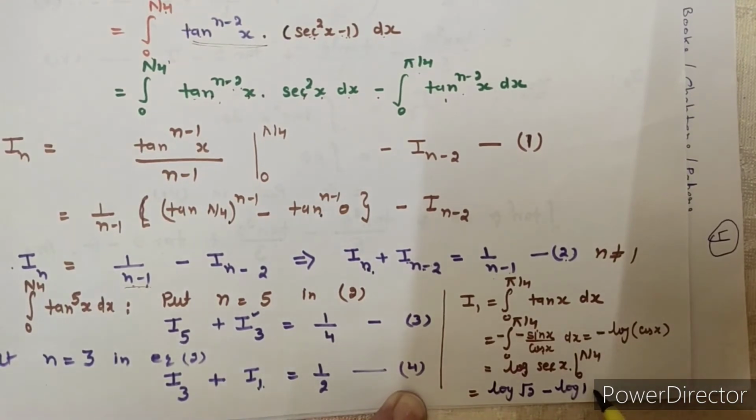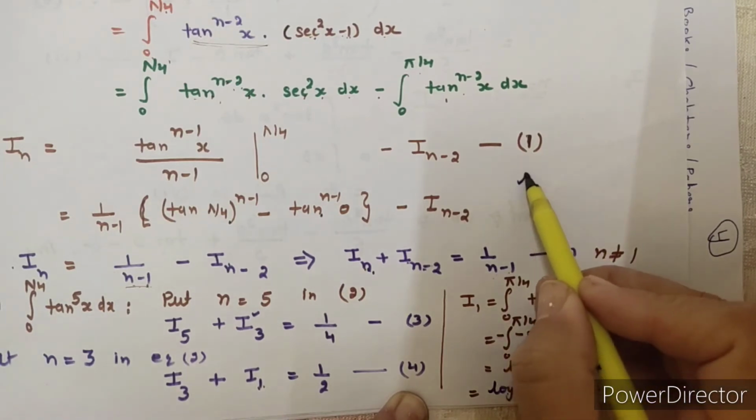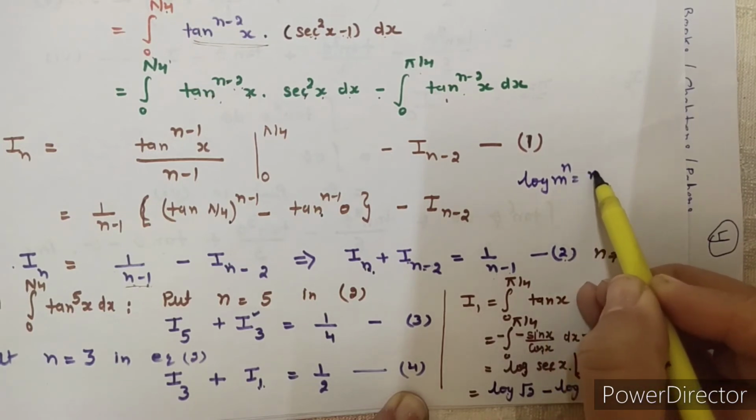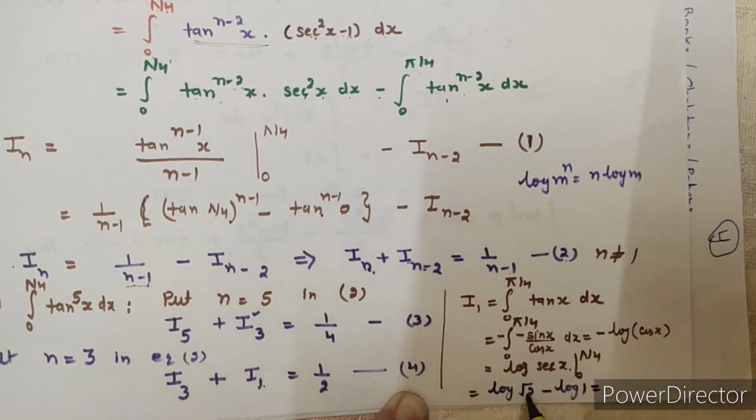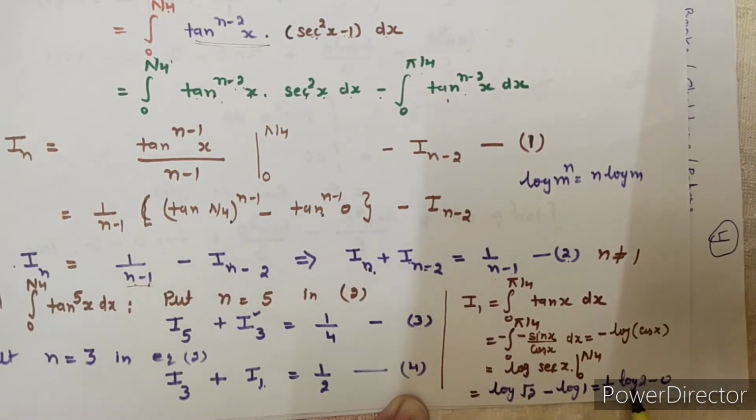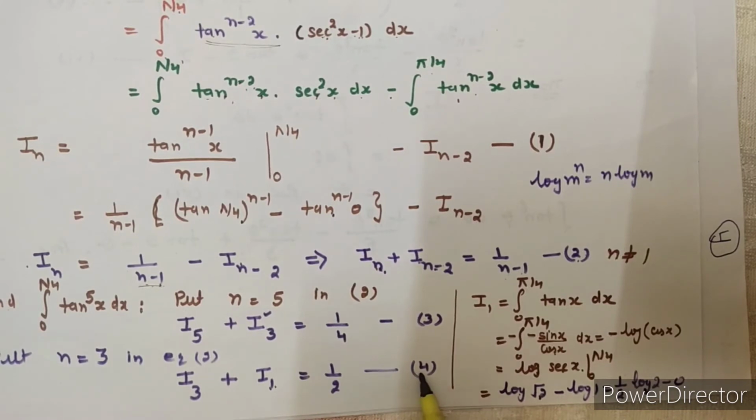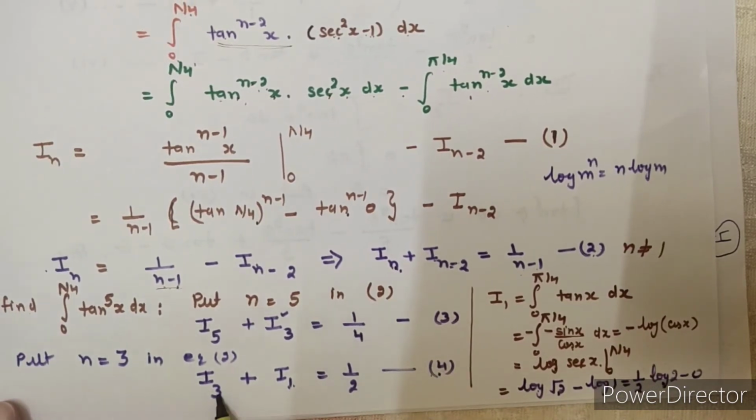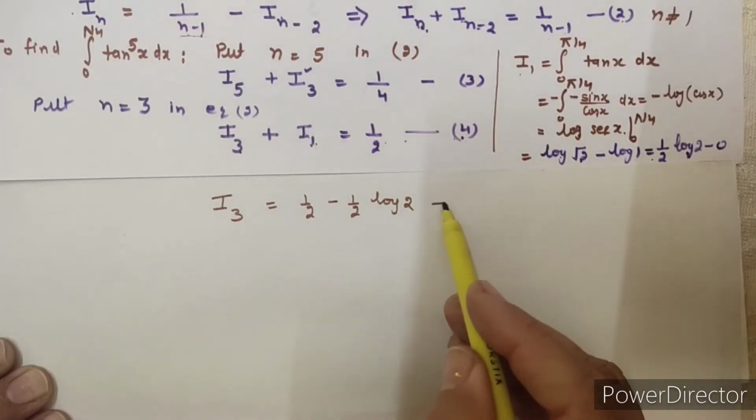And what is the value of log 1? Log 1 is 0, and log m to the power n, as we know, is n log m. So 1 by 2 power here. So this is 1 by 2 log of 2 and log 1 is 0. So minus 0. So value of I1 here is 1 by 2 log 2. I have put this value in equation 4. Okay, so from here you will get the value of I3 as 1 by 2 minus this value, 1 you put here. So I am putting it, and I obtain this equation 5.